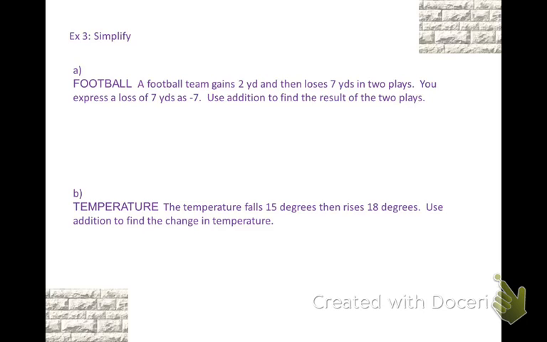Okay, example 3. Football. A team gains 2 yards. Gaining 2 yards is a good thing, so it's a positive 2. Then it loses. We're doing addition problems. Use addition to find the results. Plus, it loses, that's a bad thing, 7 yards.